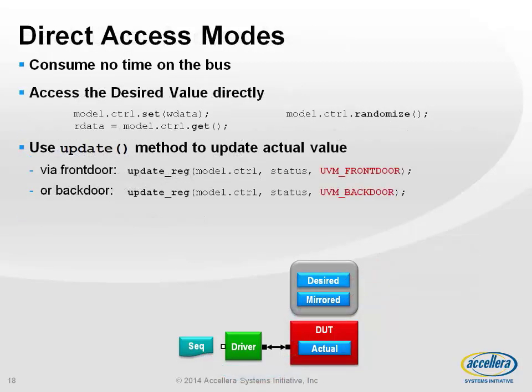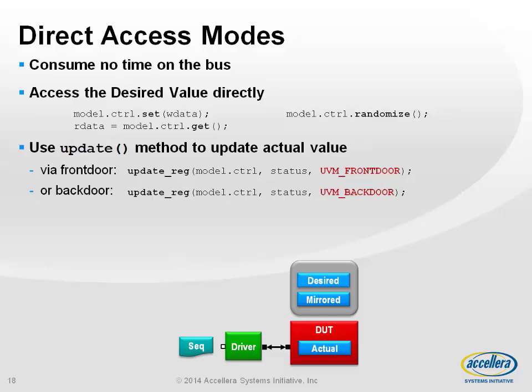We also have direct access methods called set and get, and these access the desired value directly. So if you wanted to randomize your model, you can call set and get. After you set the desired value directly with set, or get returns it, you can call update register, which takes that desired value and causes the transaction to happen to the actual register. You can specify that through the front door or the back door.